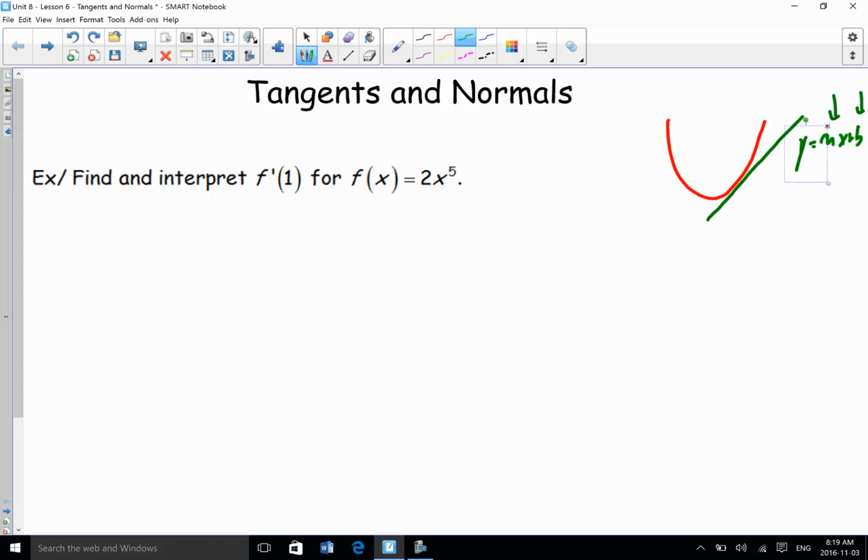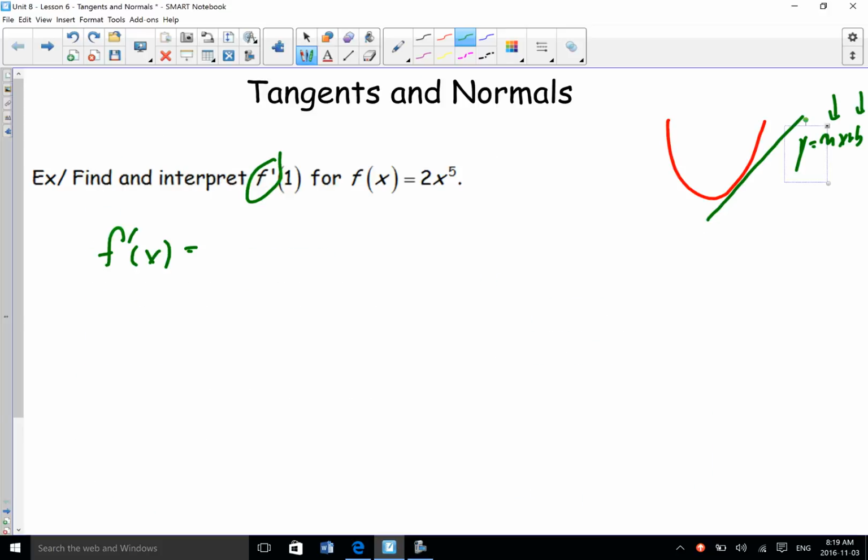So just to get warmed up, just a reminder from yesterday, can we find and interpret f prime at 1 for f(x) equals 2x^5? So what are we asked for here? Well, the fact that we're asked for f prime tells me I'm looking for my derivative. So we'll start off by finding our derivative. And our power rule yesterday said, we can bring the 5 down, multiply with the constant in front, so we'll get 10x, and subtract 1, and we get 4 as our exponent. So there's our derivative for any point in this function.